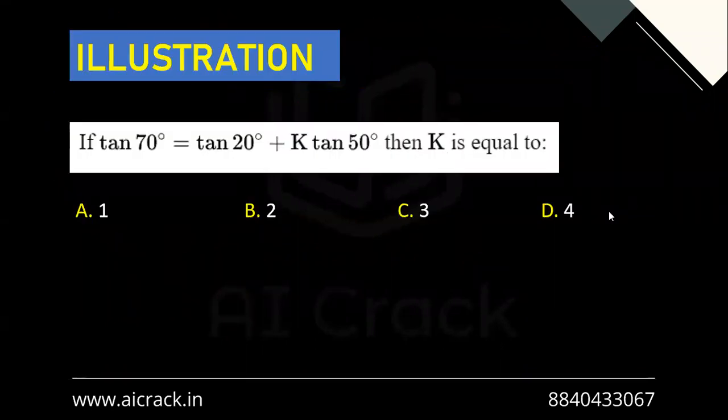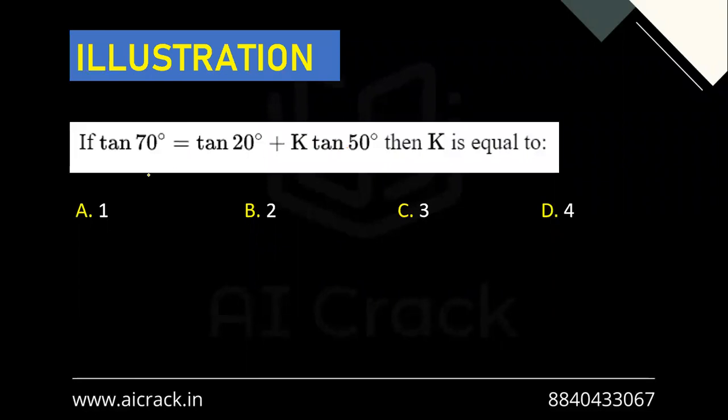Now let's look at another example. If tan 70 equals tan 20 plus k times tan 50, then k is equal to what? Okay, so what we'll do is write tan 70 as tan 50 plus tan 20, right? That's how we are going to proceed. We don't have any other clue.